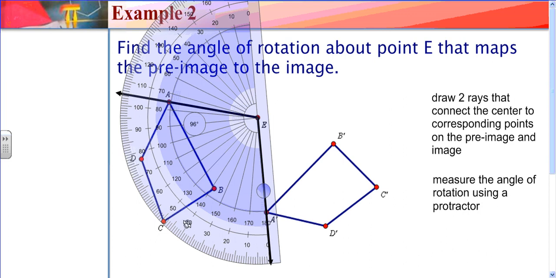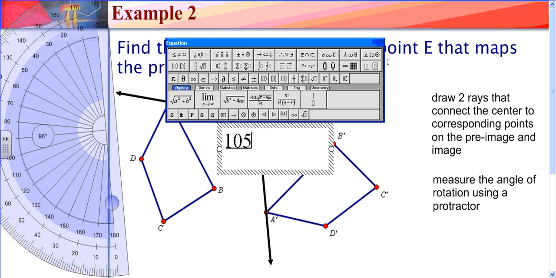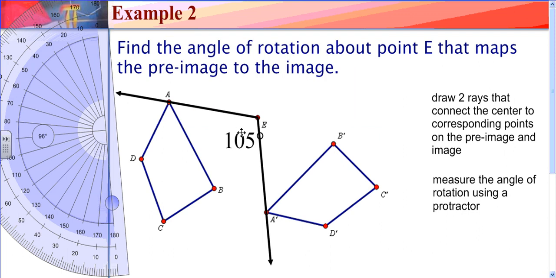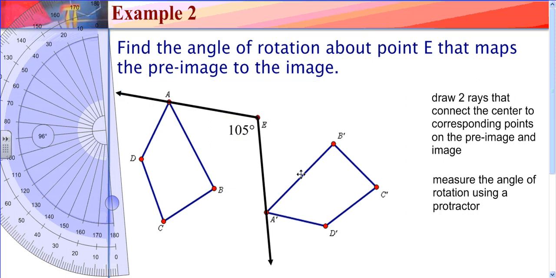And measuring this angle, it looks like 0, 10, 20, 30, 40, 50, 60, 70, 90. Looks like my angle is about 105 degrees. So in this case, I'll move my protractor out of the way. My angle of rotation is 105 degrees. So we'll put that in there, but you got to know that in order to find it, you have to use a protractor to measure the rays that connect the center to two corresponding sides.